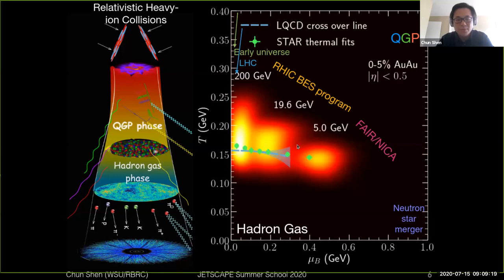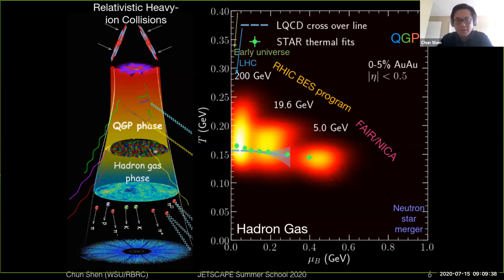Whether there is a critical point somewhere in this phase diagram is one of the major goals in the relativistic heavy ion collision experimental programs, to pin down where there is a critical point and where the first order phase transition line is in this phase diagram.